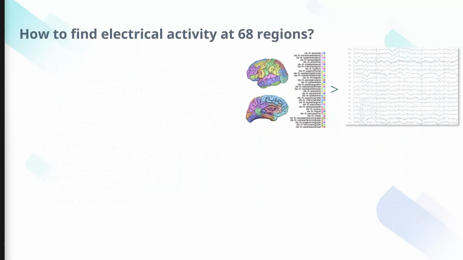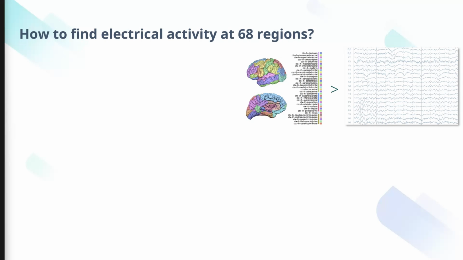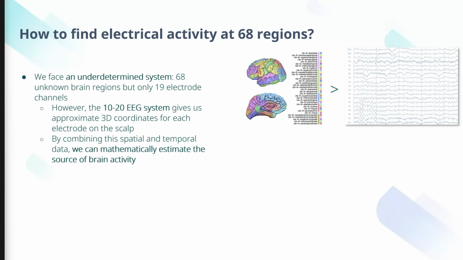But how do we actually measure them, and how are we going to measure them from EEG? Because we face what is called an underdetermined system. We have 68 things we're trying to label, but in our case only 19 electrode channels. But the thing to remember here is we don't just have the data at these channels. Because we're using the 10-20 system, we also have 3D coordinates in space for each one of these channels. So by combining the spatial information for where the electrode is and the temporal data, we can mathematically estimate the source of brain activity.